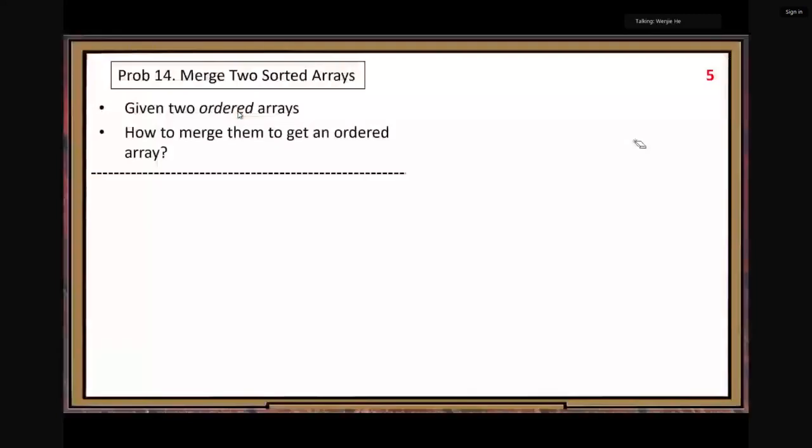This is the question. Given two ordered arrays, how to merge them to get an ordered array containing the elements from both ordered arrays. If you still remember the last three questions of part C of our midterm, you can see they are related to the merge question, right? Two ordered arrays.